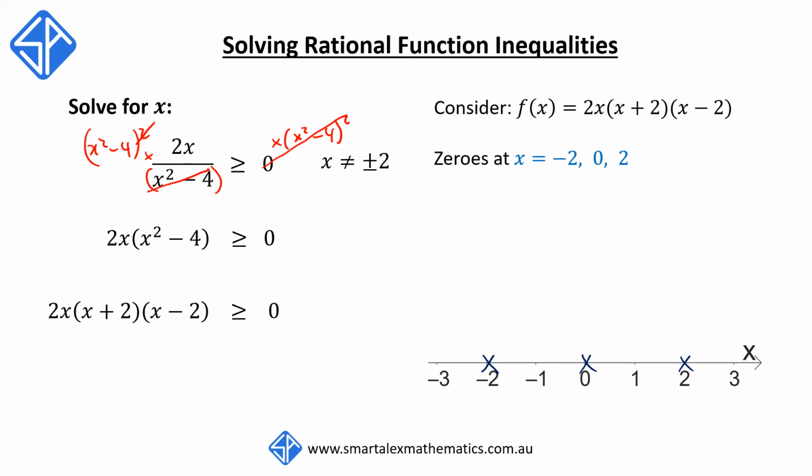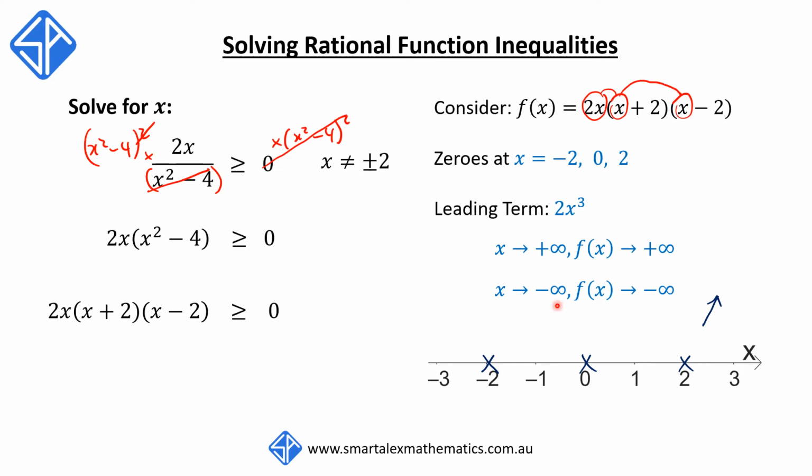Then we're going to consider the leading term of f of x. To get the leading term, we're going to multiply the x term from each factor together. So 2x times x times x is going to give us a leading term of 2x cubed. So this means that as x approaches infinity, f of x will be approaching the function 2x cubed, which will be approaching positive infinity. So our graph will be heading this way. As x approaches negative infinity, our f of x, which approaches 2x cubed, will be approaching negative infinity. So it's going to be heading this way.